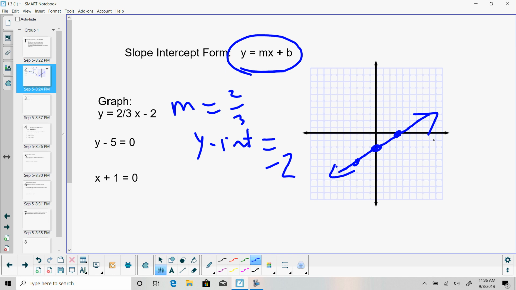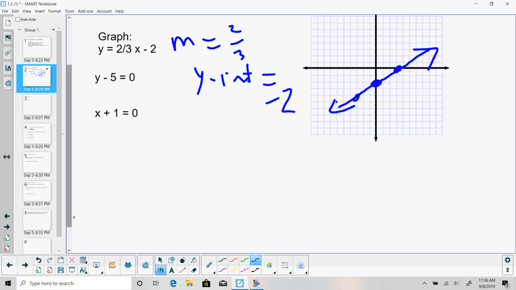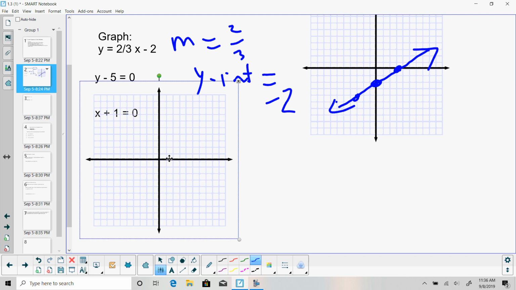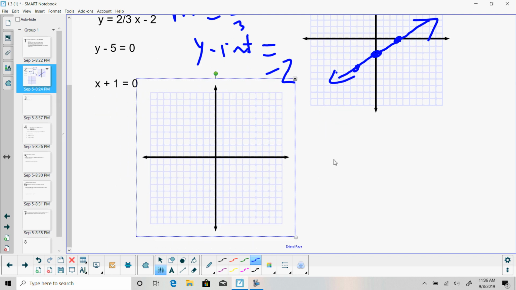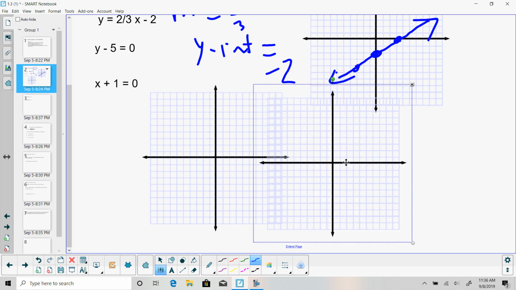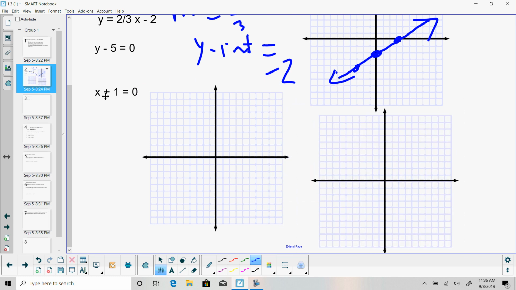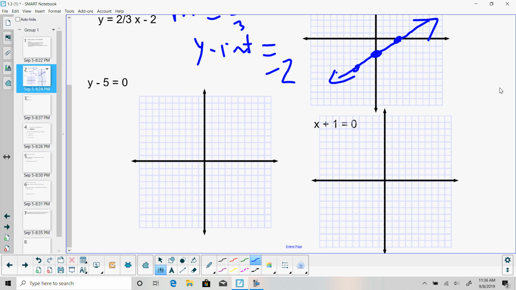What if we were graphing y minus 5 equals 0? If we're going to graph that one, copy this, get another grid there, and let's get another one on here for good measure. Let's do this one over here first. If we're going to graph y minus 5 equals 0, then I would just add 5 to both sides and see that I get y equals 5.